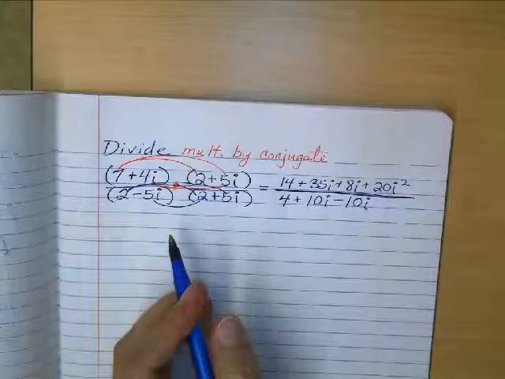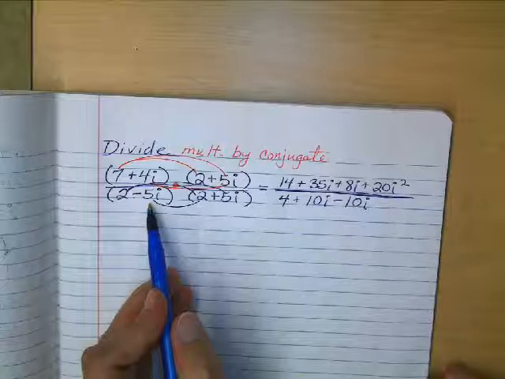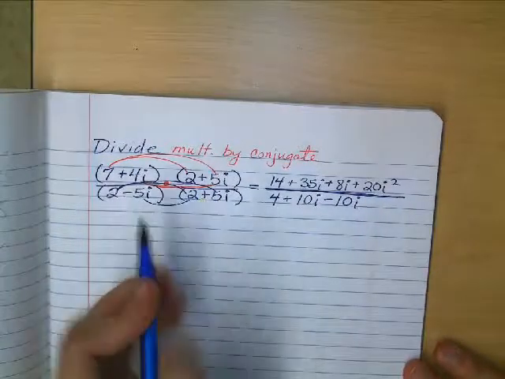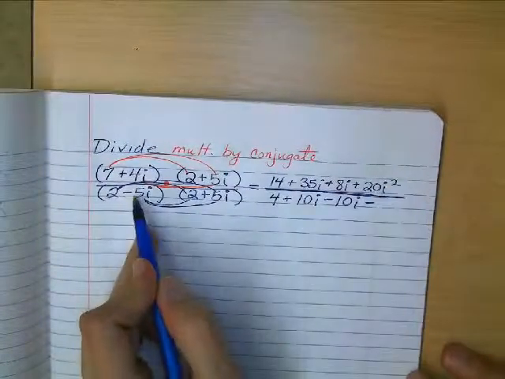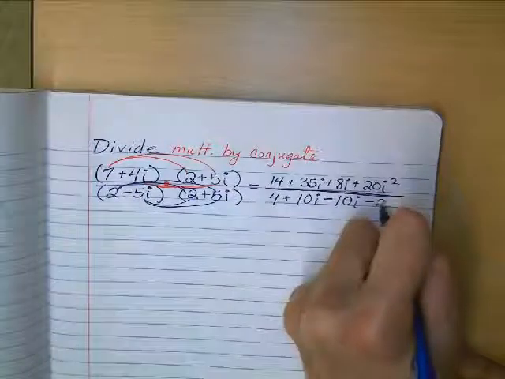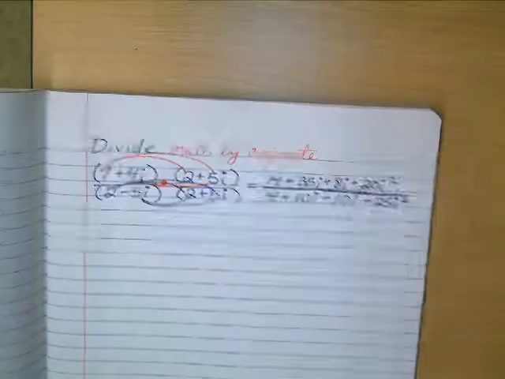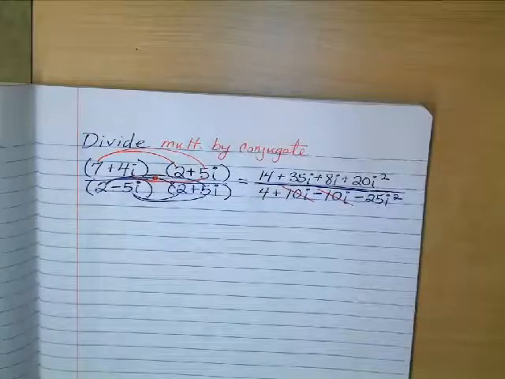So yeah, Fabiola was asking if something's going to cancel. Yep, see? So you get 10i, and then you get negative 10i, and then finally you times the last ones, and you get negative 25i squared. So yeah, the 10i and the minus 10i cancel each other. That cancels out.